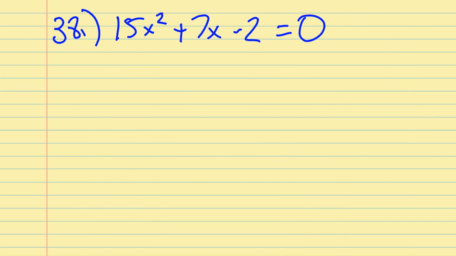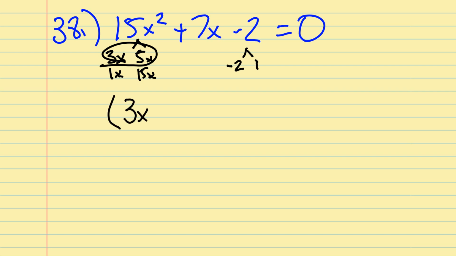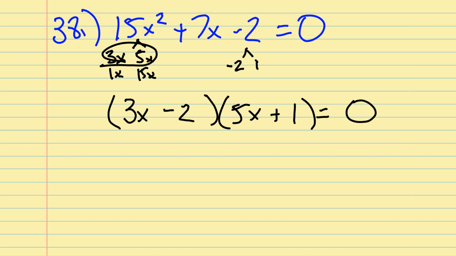Alright, 38, I'm going to use my GPS. Once again, it's already set equal to 0, so I'm ready to use my GPS. I have 3x and 5x. I also have 1x and 15x. And then I have negative 2 and 1, or positive 1 and negative 2. It doesn't really matter. I'm going to check 3x and 5x first. So I'm going to say 3x minus 2, 5x plus 1. Now, I'm going to check the outside. I'm going to check using FOIL.